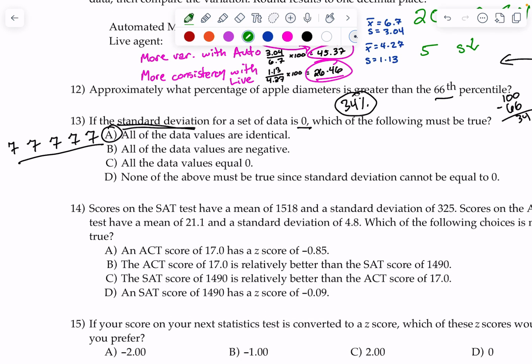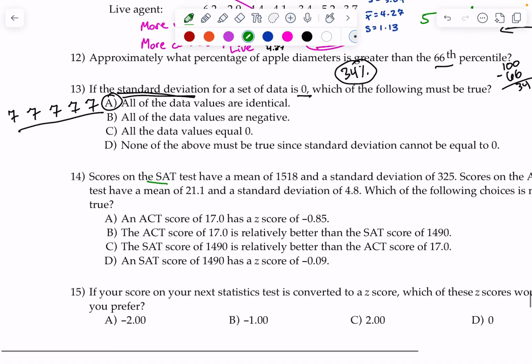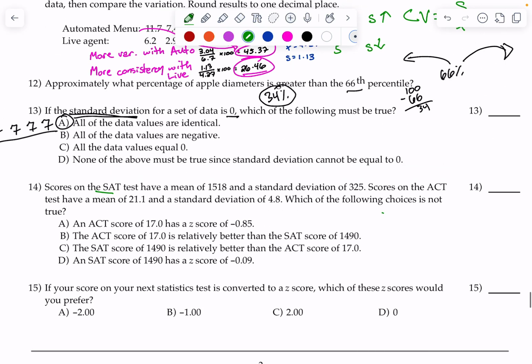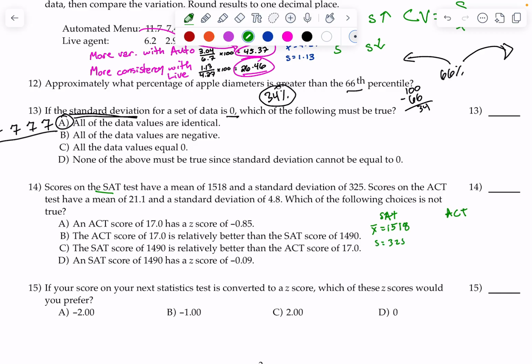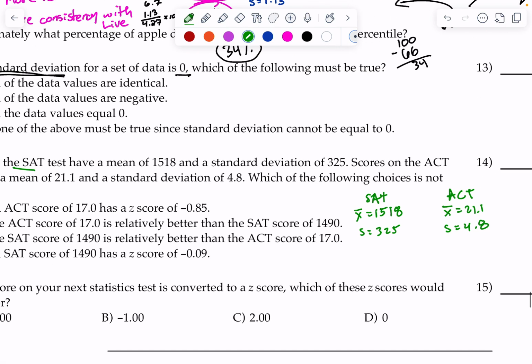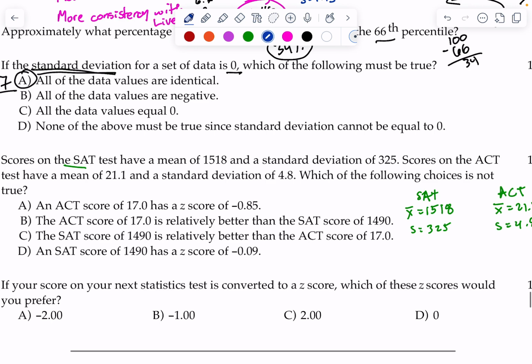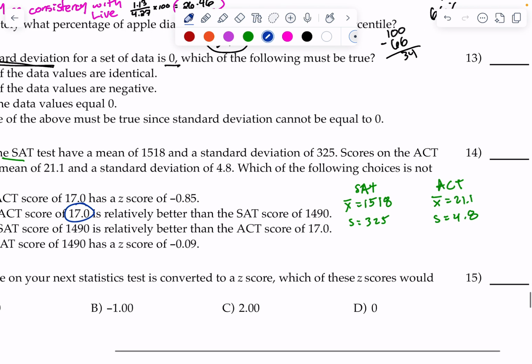Here we go. Scores on the SAT and ACT. I like this question. SAT has an average of 1518 and a standard deviation of 325, and ACT has a mean of 21.1 and a standard deviation of 4.8. Which of the following choices is not true? So we want to end up comparing a 17 ACT score, so I'm going to put that over here as X. X is a 17 and an SAT score of 1490.